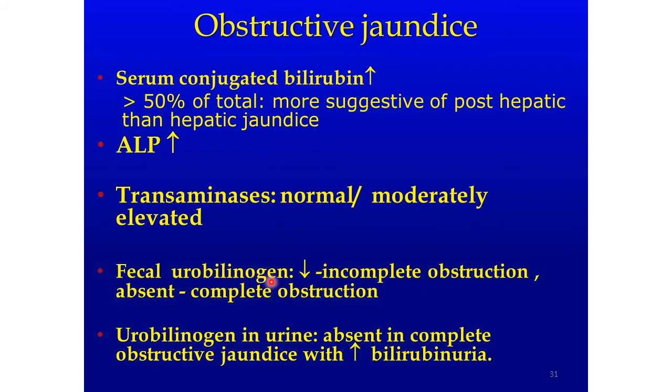Fecal urobilinogen is decreased in incomplete obstruction and absent in complete obstruction, leading to pale stools. The urobilinogen in urine is absent in complete obstructive jaundice, with increased conjugated bilirubin in the urine, and this is known as bilirubinuria.